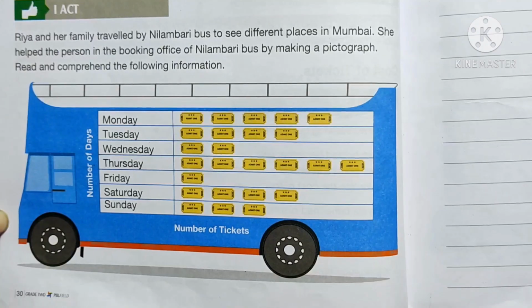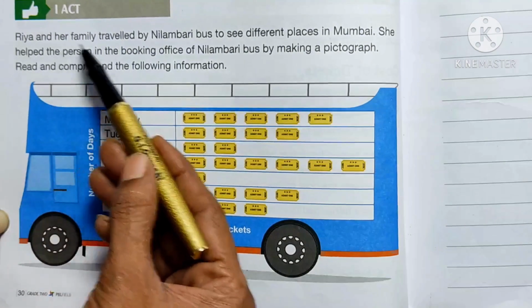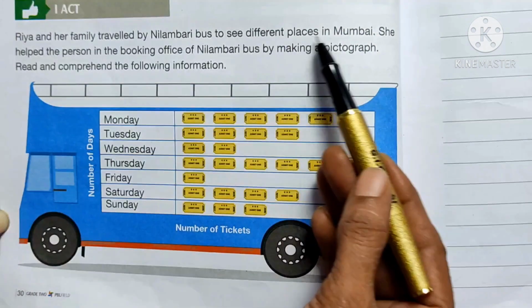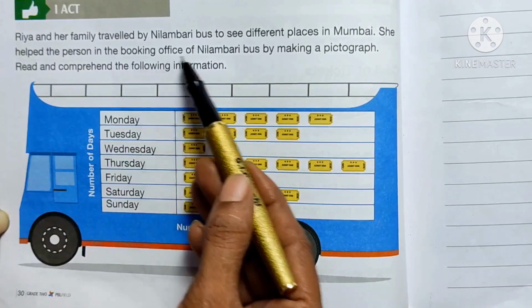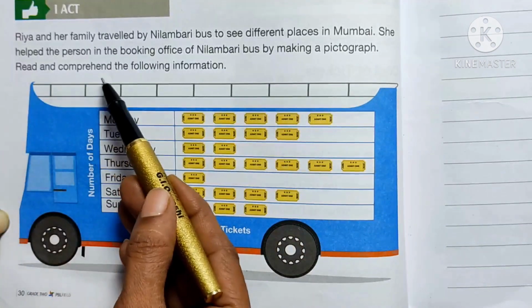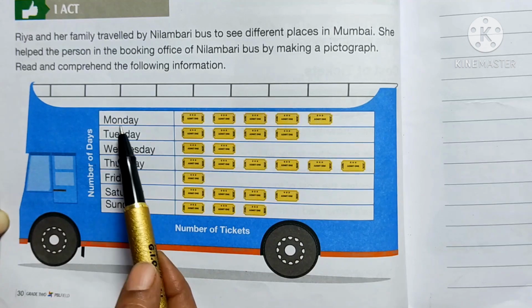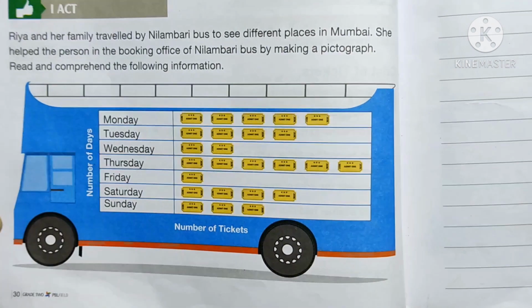The next question from page number 30. Riya and her family travel by Nilambari bus to see different places in Mumbai. She helped the person in the booking office of Nilambari bus by making a pictograph. Read and comprehend the following information. Now children, this is the information given here, number of dates and here number of tickets. We have to use this information to solve the questions from page number 31.